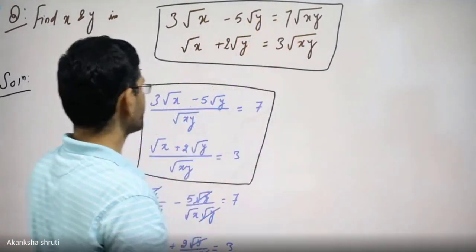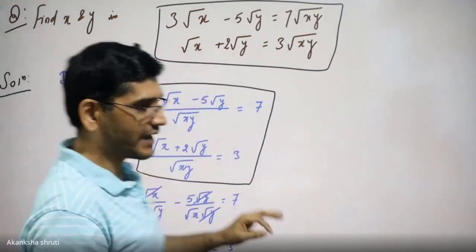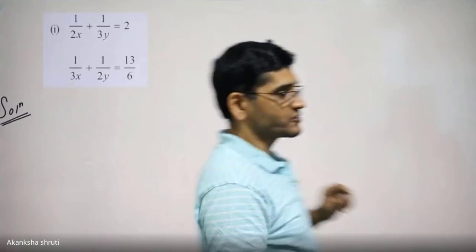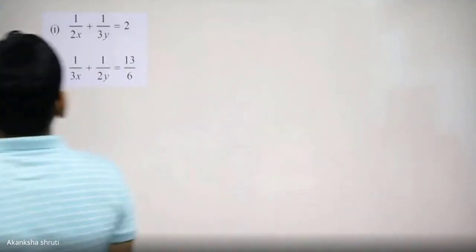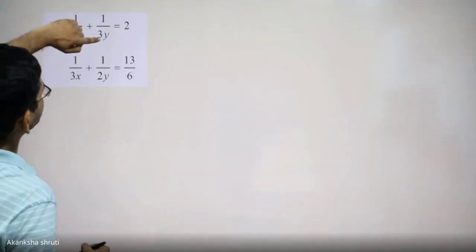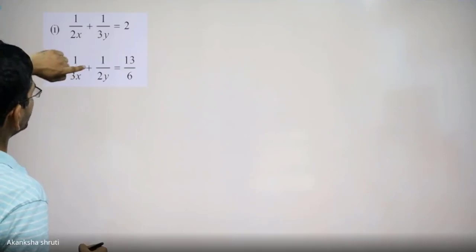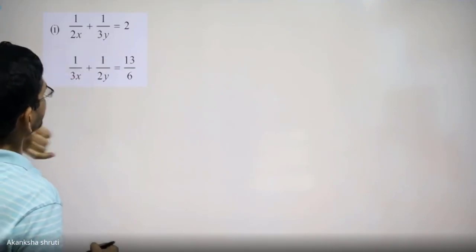Okay, so this is how to find the value of x and y. This way I have explained all kinds of questions. So students, let us quickly solve this question. Here we have the first equation 1 by 2x plus 1 by 3y is equal to 2. The second equation is 1 by 3x plus 1 by 2y is equal to 13 by 6.